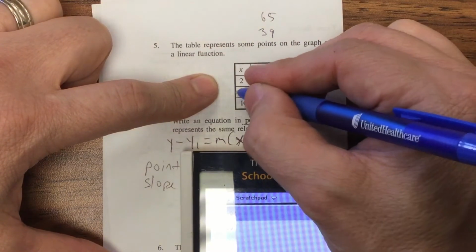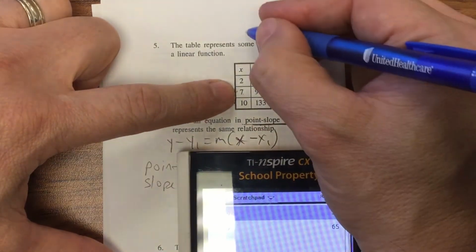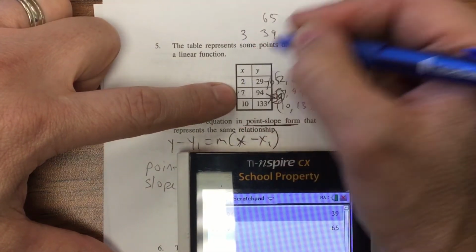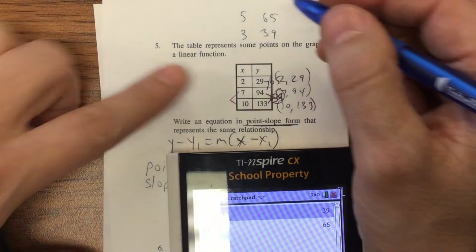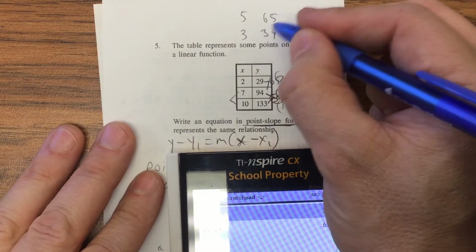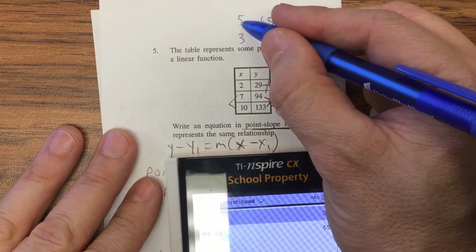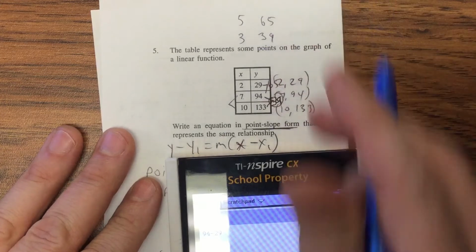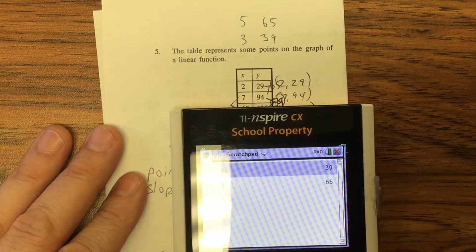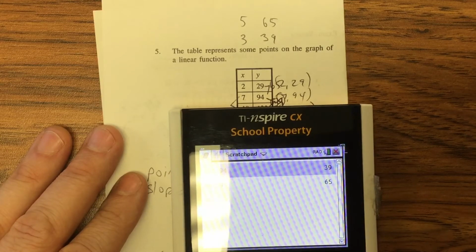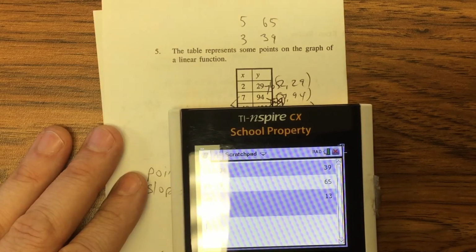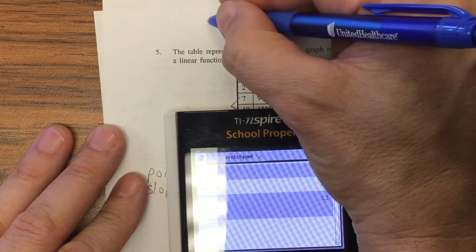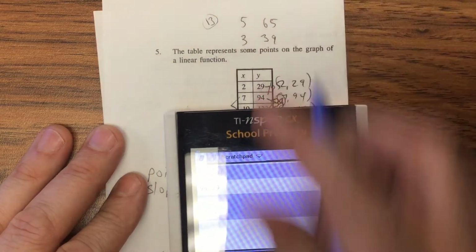Okay, let's do my x changes. 10 minus 7 is 3. 7 minus 2 is 5, right? So the change in y is this one divided by the change in x. And even though they're different numbers, if I divide and get the same number, it's actually still linear. It's a ratio. The ratio is the same. So 65 divided by 5 gives me 13. So this is telling me my slope is 13.